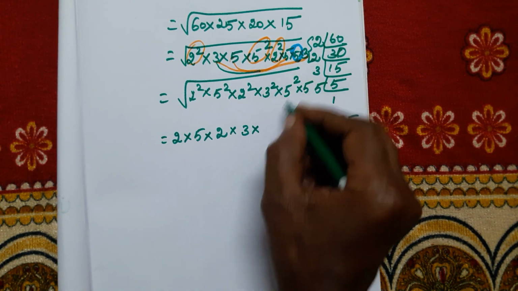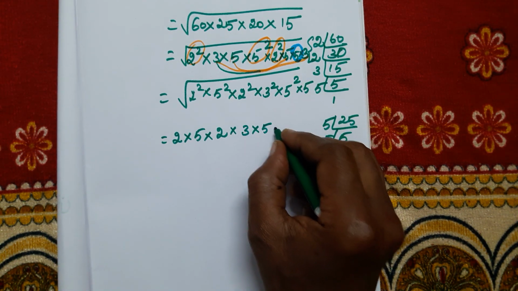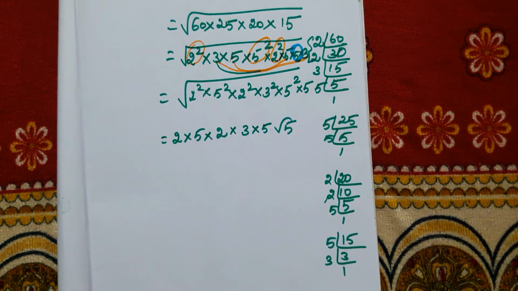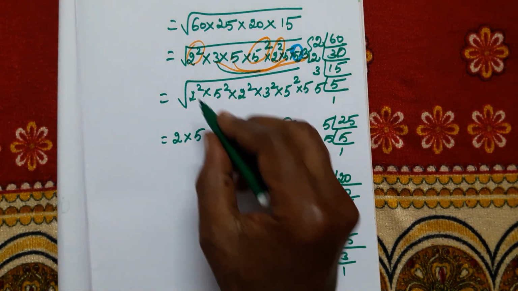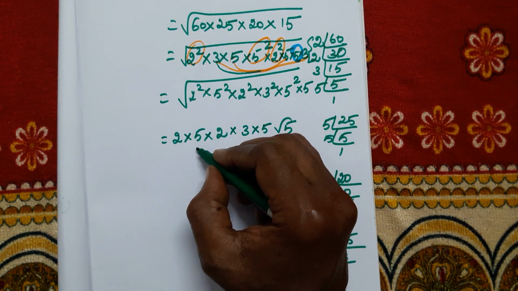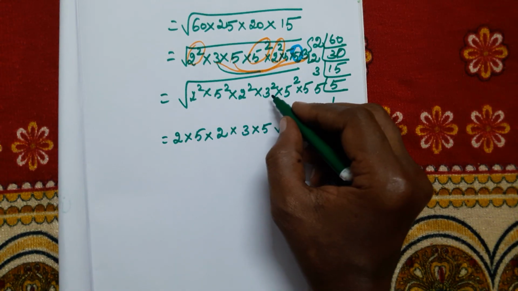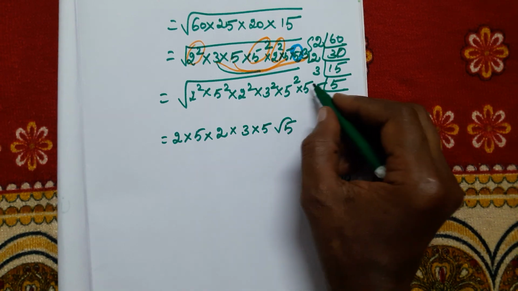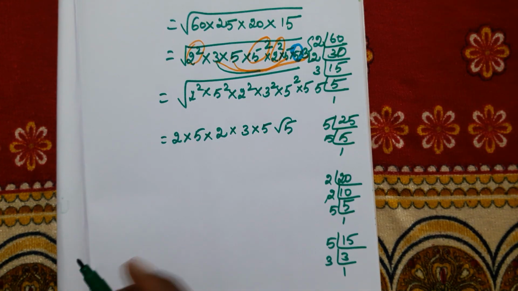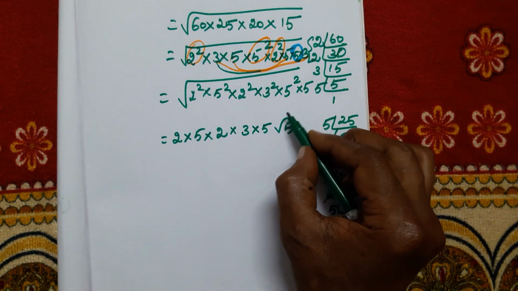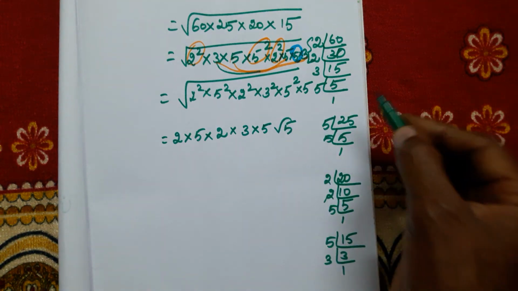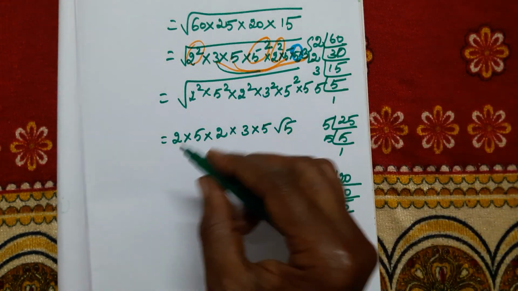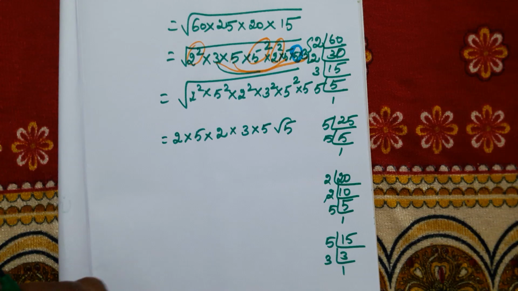Square root of 5 square is equal to 5 root 5. Clear this? Okay, this number: square root of 2 square 2, square root of 5 square 5, square root of 2 square 2, square root of 3 square 3, square root of 5 square 5. This 5 alone inside the square root we have to write it. Clear? This 5 alone.